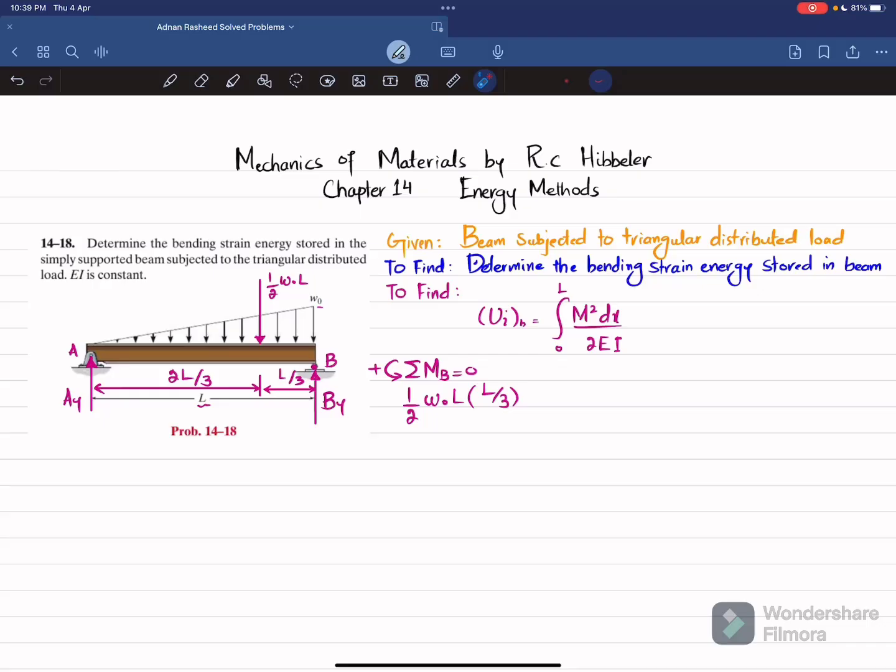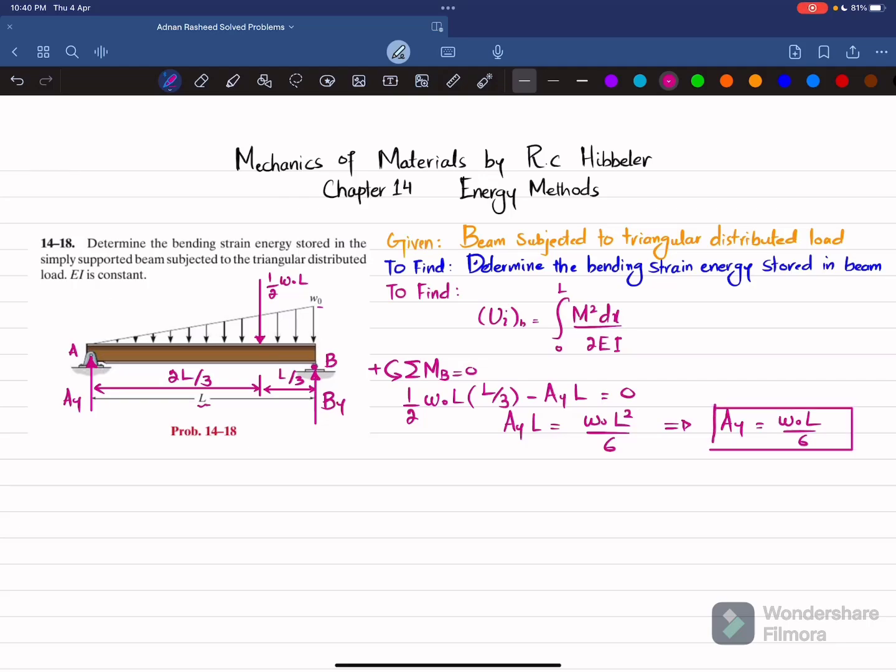The second moment is produced due to this AY, and the perpendicular distance is L about point B, and this is producing clockwise moment, so it will be negative. So I will write minus AY into L, and their sum must be equal to 0. So from here we will get AY into L is equal to W naught L square over 6. So from here you will get AY will be equal to W naught L by 6. So this is the reaction force that this pin support applied on this beam.